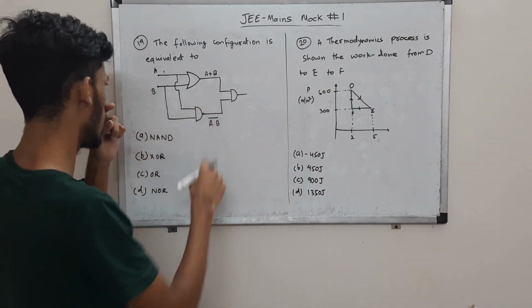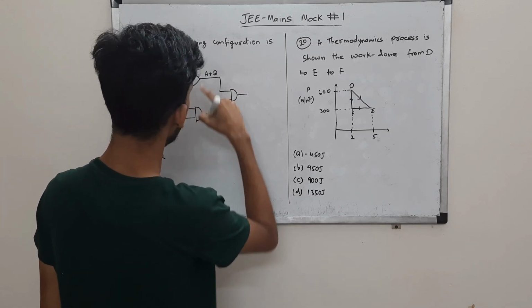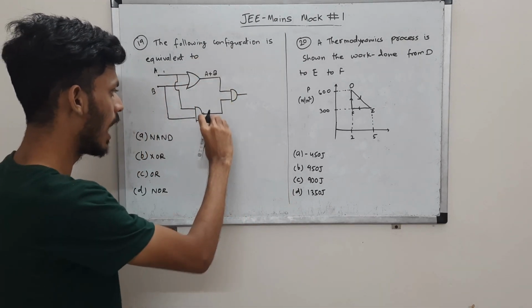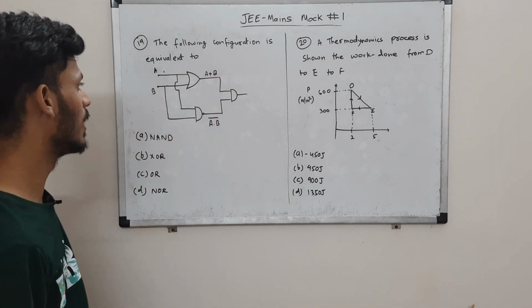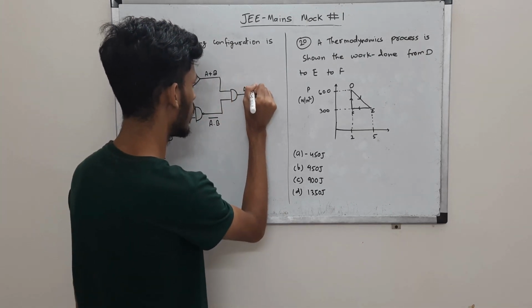Now this will go into the AND gate. The AND gate basically will take the product of the inputs. Now these are the two inputs, A plus B and A dot B, the whole complement. These are the inputs. The AND gate will take the product of the inputs, right?